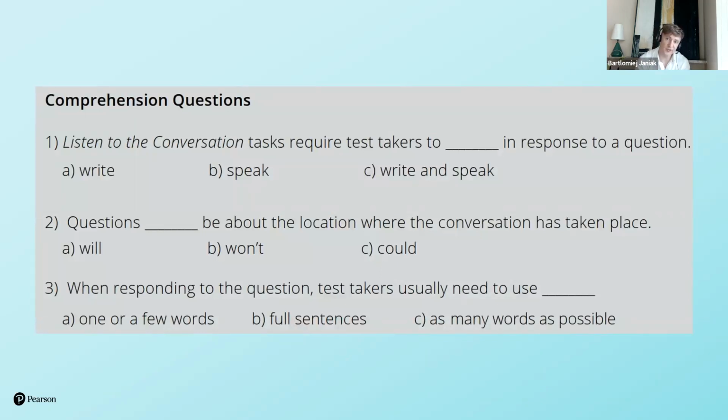A few comprehension questions for you about listen to the conversation. Okay, if you could select the correct choice. Looking at the options you have, what about the first one? Okay, yes. What about number 2? Good, yes. That's true. It could be about the general description of a situation, or it could be about a specific detail. And what about the last one? And now you know it, all one or a few words, so not full sentences and not as many words as possible. It's not the case that the more complex I sound, the better the score, not in this reality.